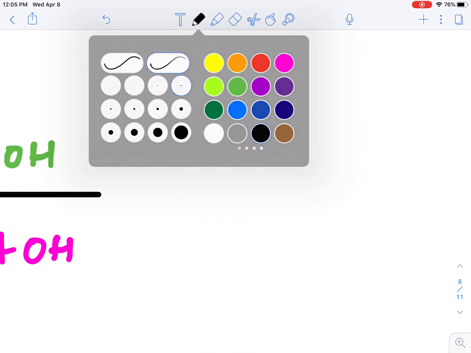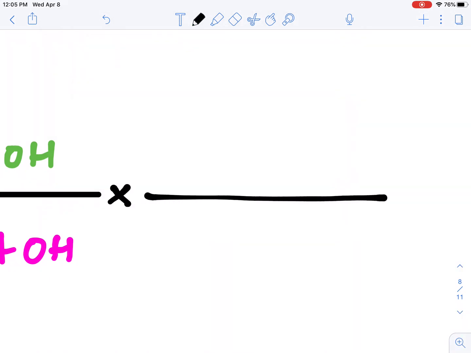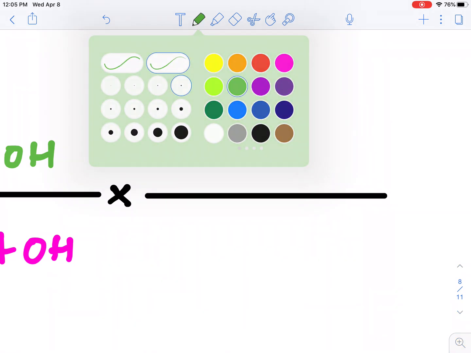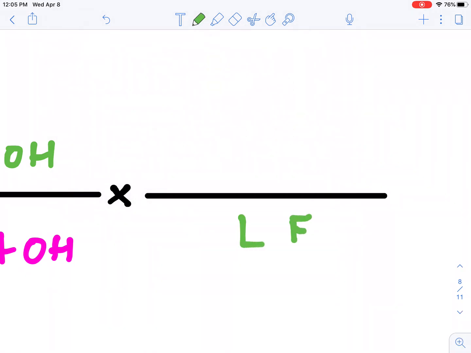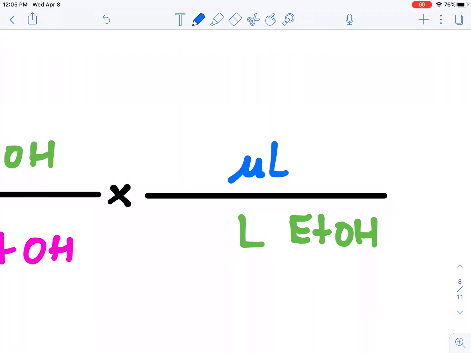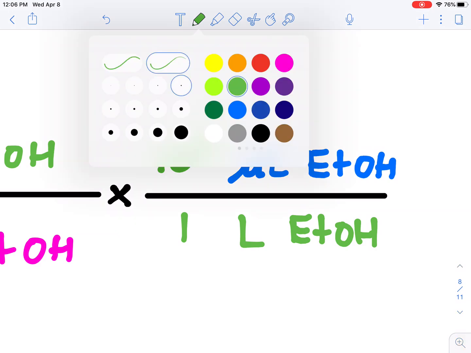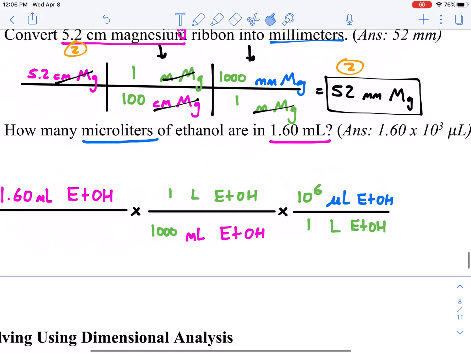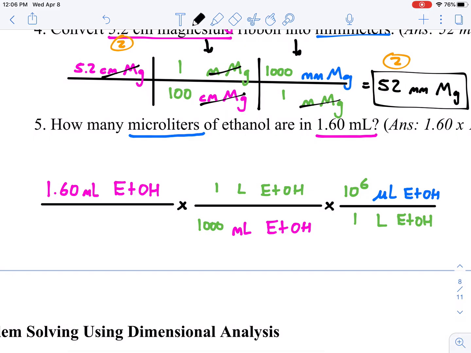We know something about our next fraction. Our next fraction must have liters of ethanol in the bottom. Why? So it will cancel. You'll notice I'm not putting in a number yet. I'm just getting my units set up. And we know that at the end of the day, the problem wants us to get into microliters of ethanol. Now decide what numbers make this true. Well, the numbers that make this true are 10 to the 6th, 1 million microliters in 1 liter. And check out what's happening unit-wise. Milliliters is canceling. Liters is canceling. We're only left with microliters.